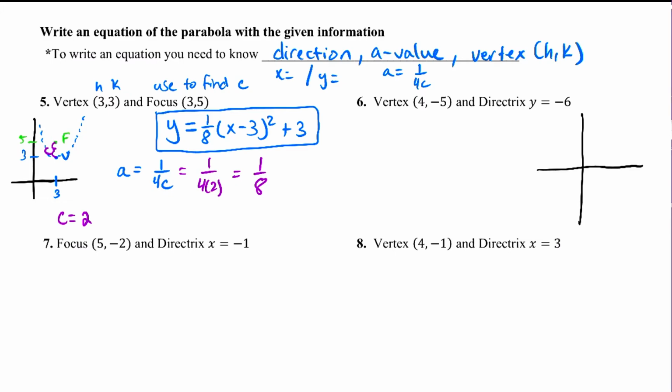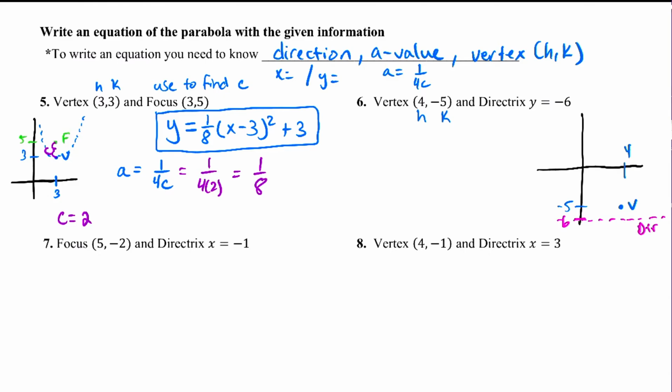All right, so for me, I like to just start by doing a rough sketch of my information. Now the vertex is the h and k, so I already know that piece. So I'm going to the right 4 and then down 5 for my vertex. So I went right 4, down 5. And then the directrix is y equals, so that tells me that it's a horizontal line. And then if it's at -6, it has to go through -6 on the y.